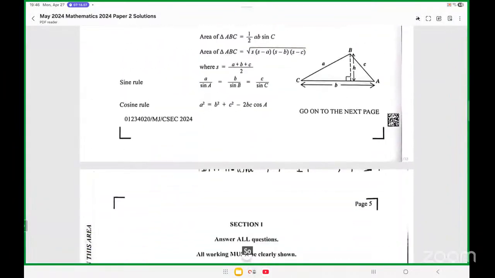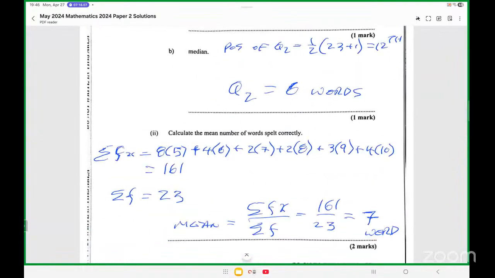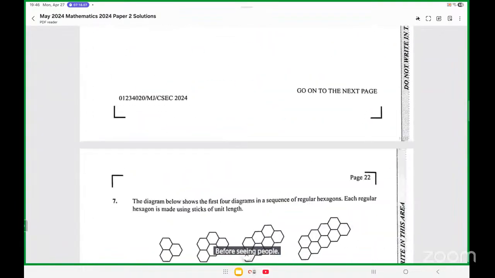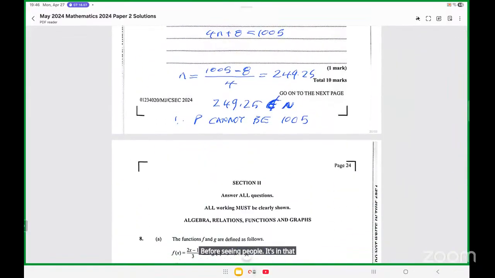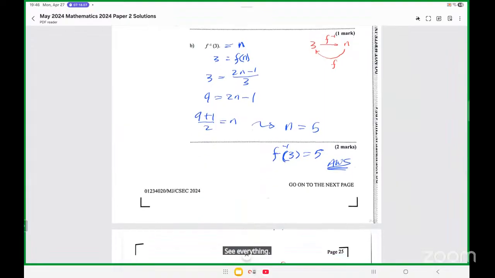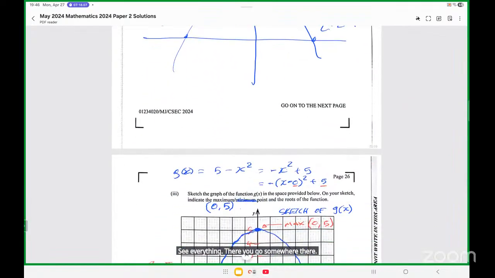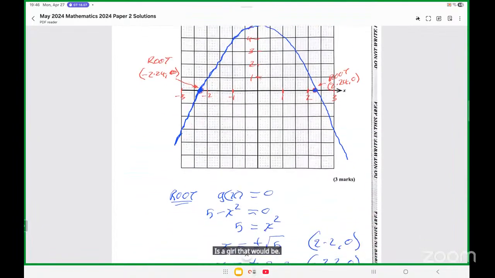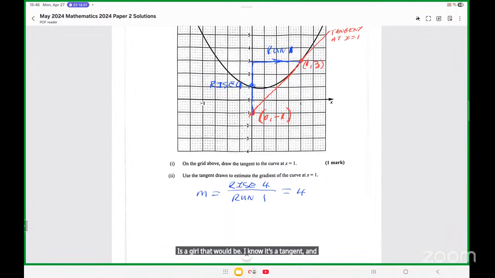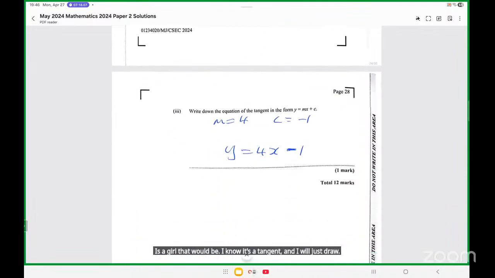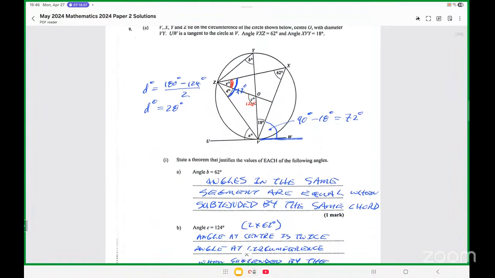So this is the working out that we did before. Same paper, same diagram, same everything. There you go. The widths and the method for some of them. Here's a graph that we did a while ago. Here's a tangent, and I will just draw. Same gradient, same equation. Here's the solution for this one.